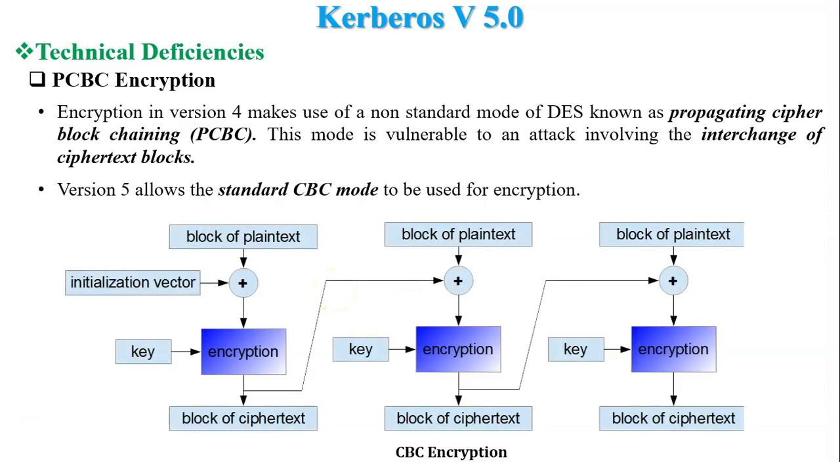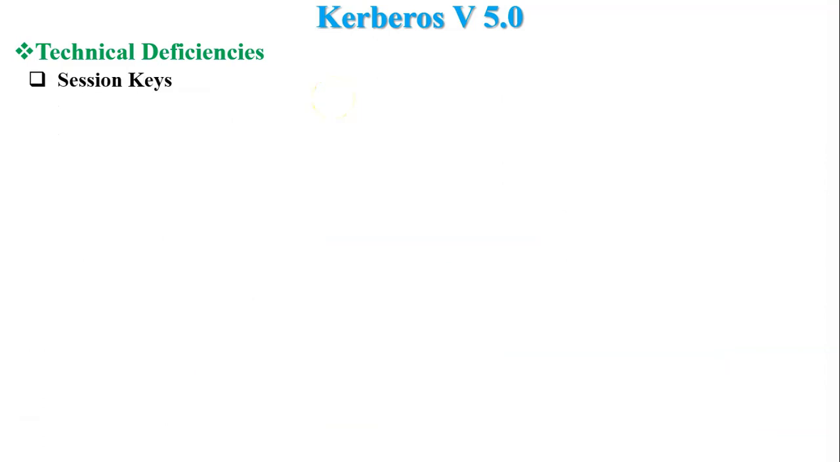Kerberos version 5 allows the standard CBC mode to be used for encryption. In CBC mode, if one ciphertext bit is damaged, only 2 received plaintext blocks will be damaged. So there are only 2 plaintext blocks damaged, and it might be possible to recover the data in CBC mode. So the limitation of PCBC encryption in version 4 is overcome in version 5 using the standard CBC mode. Next technical deficiency is session keys.